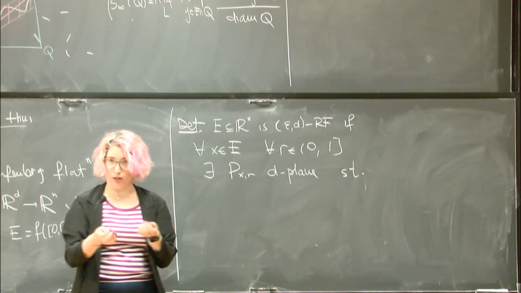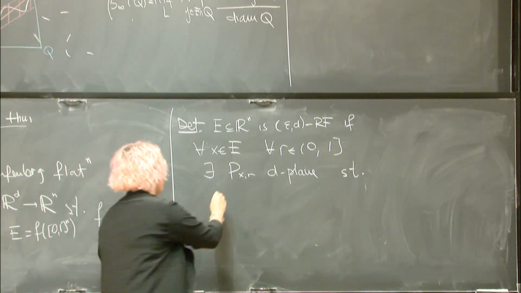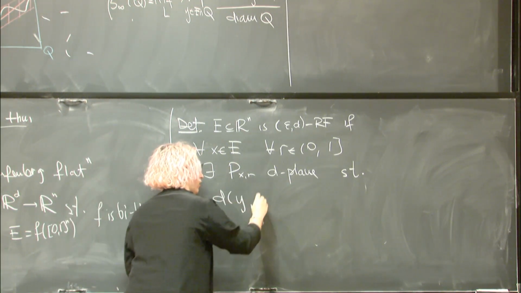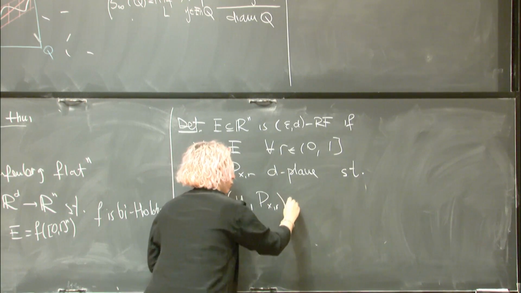So what do I want? I want the set to be very close to a plane. So I want E to be very close to the plane.